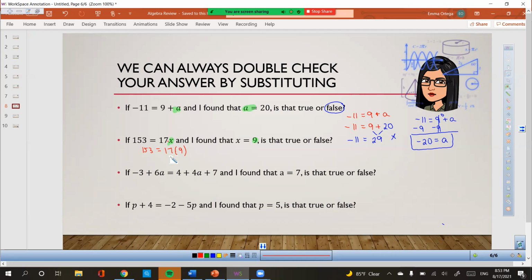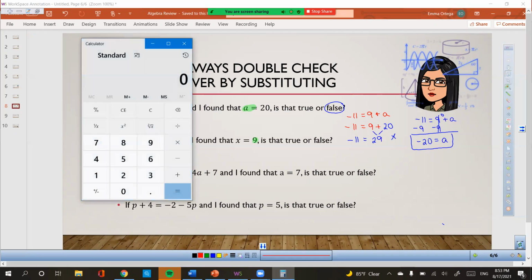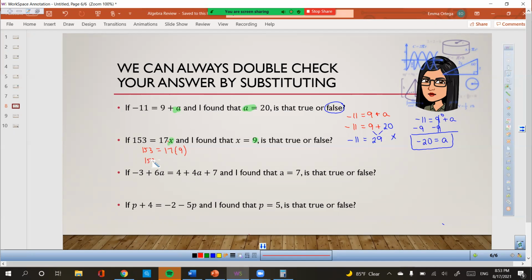And well, let's see. Let me bust out our calculator here. Let's check. 153. I'm sorry, not 153. 17 times 9. That does give me 153. So does 153 equal 153? Yeah, so that means my statement here is true, because when I substituted my answer back in, it gave me a true statement. It means that my equation is balanced. It is equal on both sides of the equation.